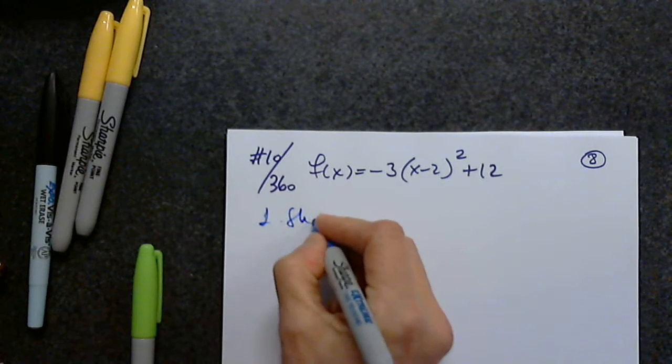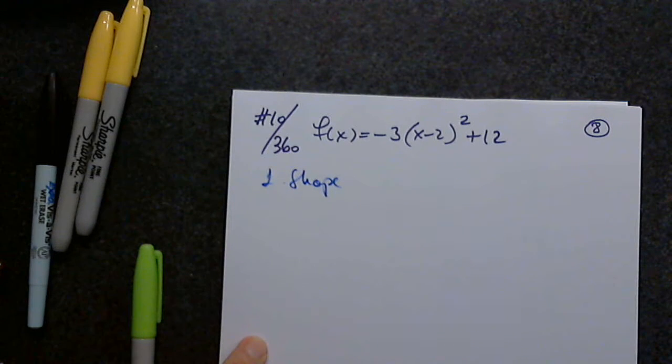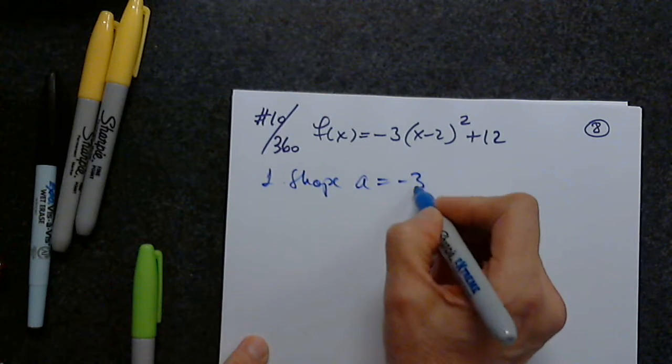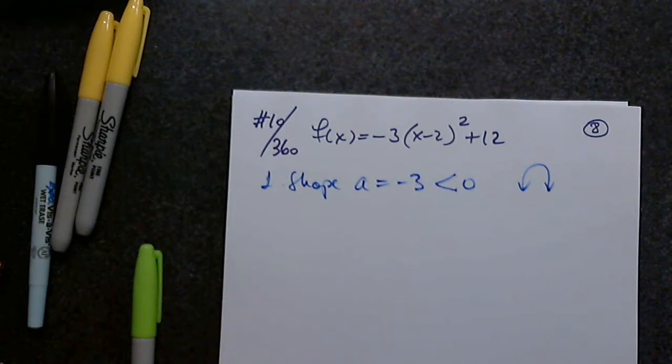Number 1, what is the shape? Maximum or minimum? Yes, maximum, because a is -3, which is less than 0, so the function has a maximum. Perfect. Very good. Step 2.